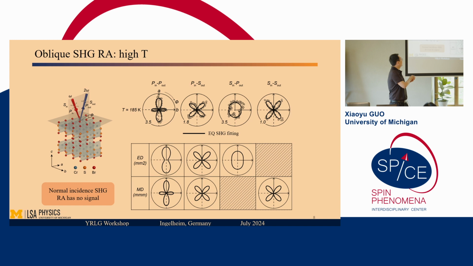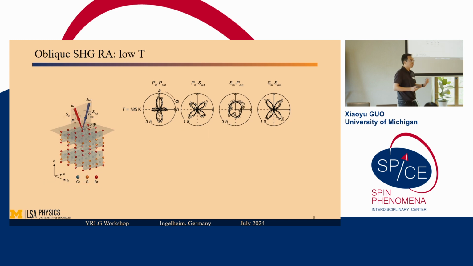We also simulated electric quadrupole, surface electric dipole, and bulk magnetic dipole, and only the bulk electric quadrupole fits our data. Okay? So we pin down our radiation source to be the electric quadrupole from the bulk.